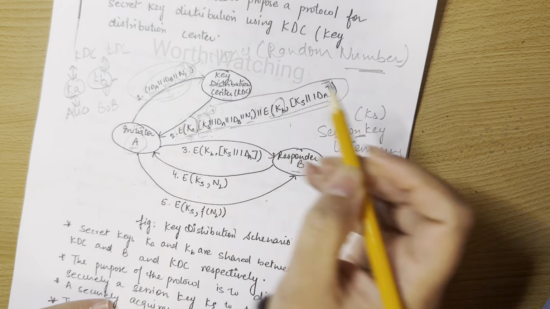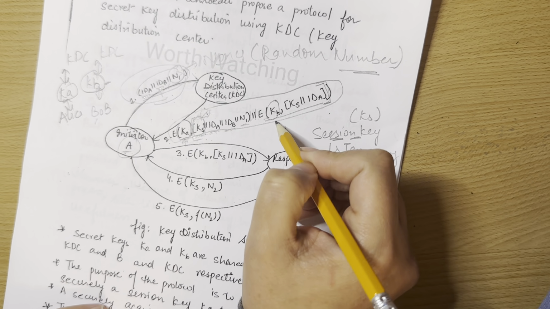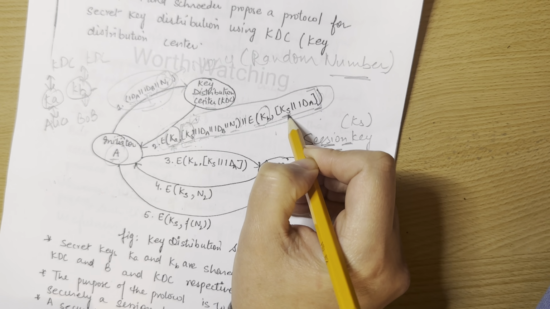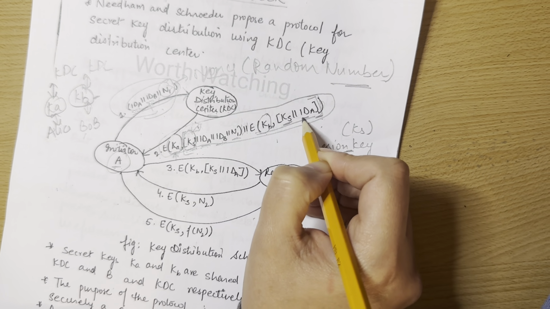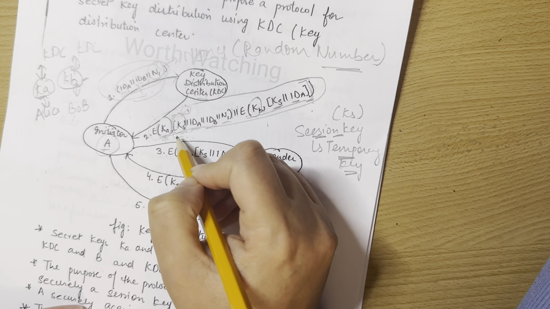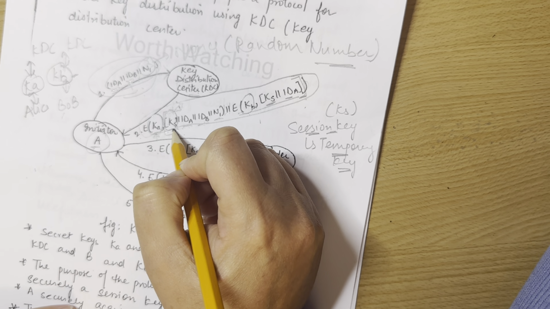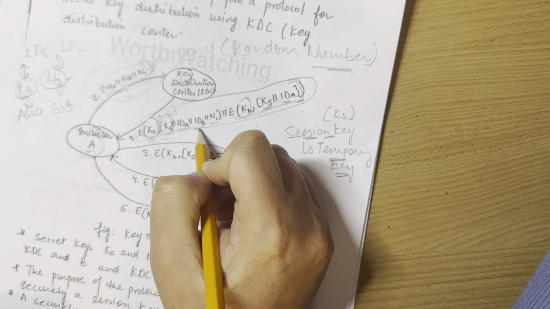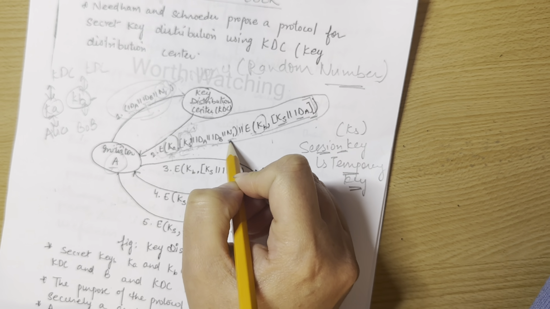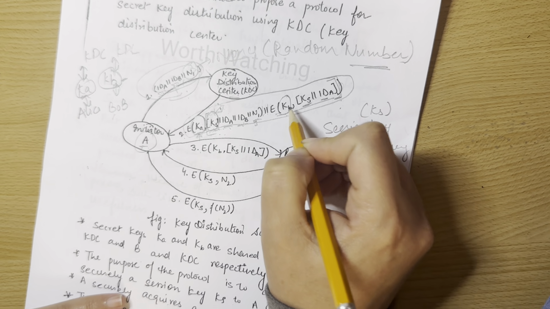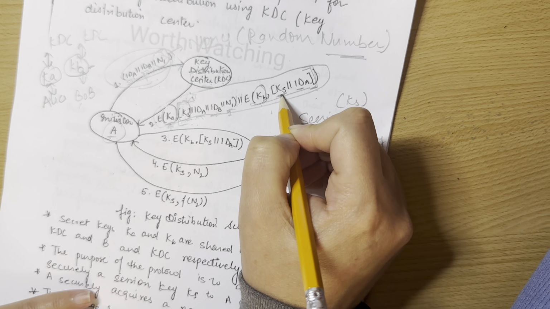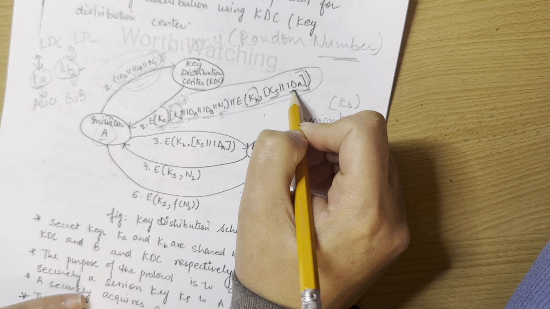So KB is between Bob and KDC. This key is used to encrypt this small message: KS, which is the same key, and the ID of A. So KDC is basically saying that this is your shared key and this is your ID, and this is the ID of the other receiver, and then the same random number. And in the other package it says this is encrypted with KB, so only Bob can read this, and KS is the key and this is the ID of the sender.